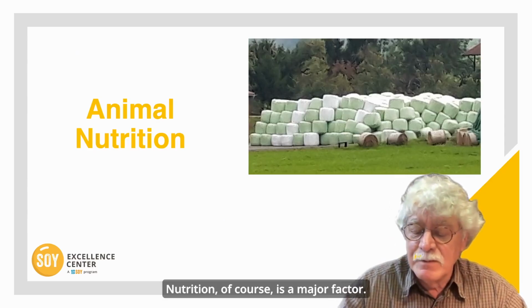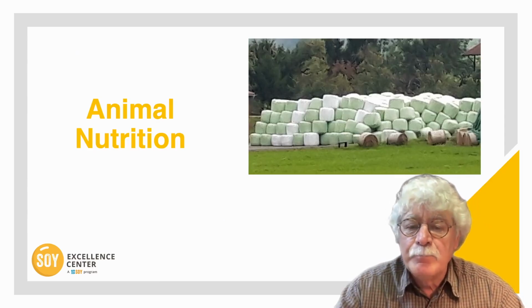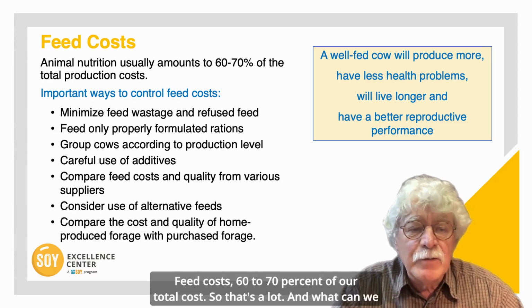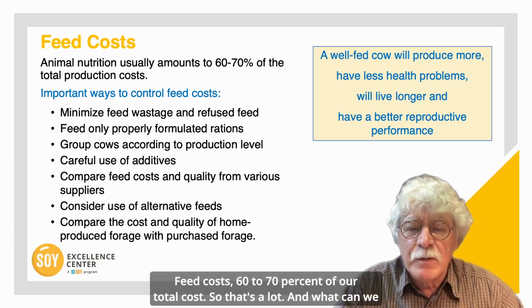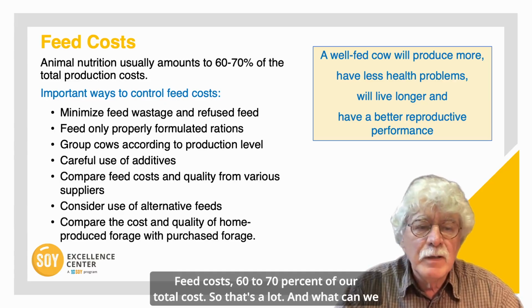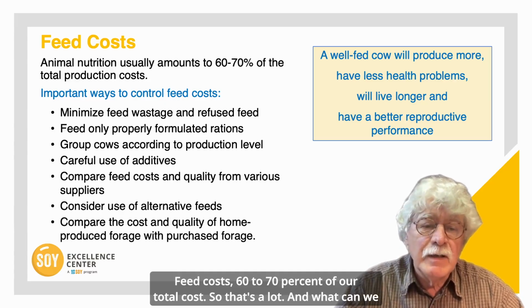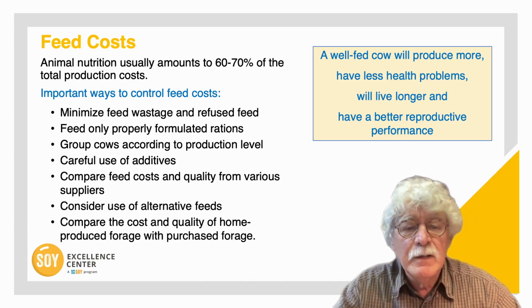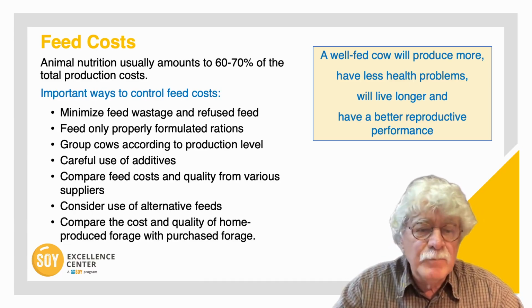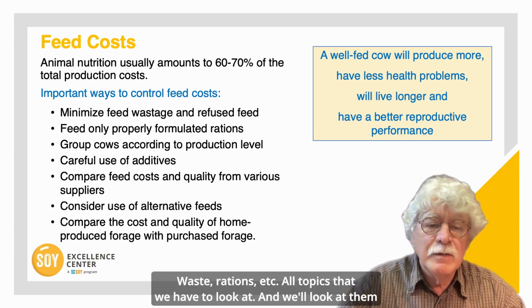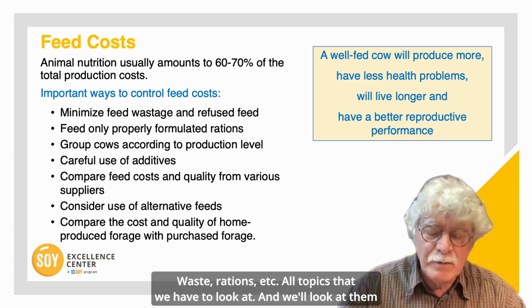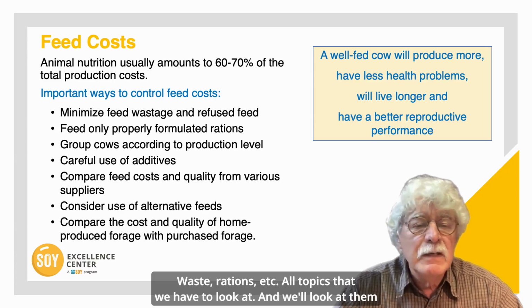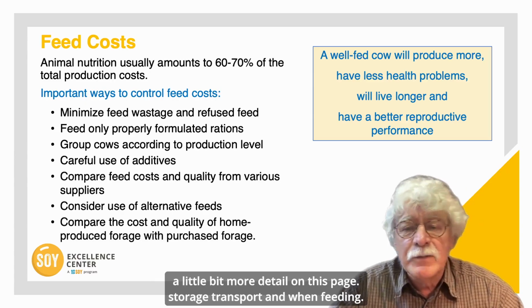Nutrition, of course, is a major factor. Feed costs 60 to 70% of our total cost. So that's a lot. And what can we do to control feed costs? Well, there is a whole list that you see. Waste, rations, etc. All parts that we have to look at. And we'll look at them in a little bit more detail on this page.